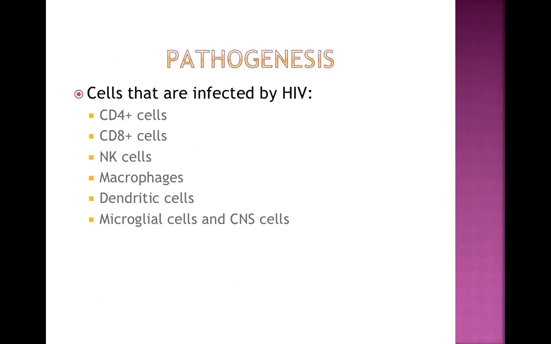Now, another part of this class is pathogenesis. After entering the body, how does HIV lead to the disease? This is called pathogenesis. Let's talk in detail about this. The cells infected by HIV, the most important among them is the CD4 cell or helper T cell, followed by the CD8 cell or cytotoxic T cell, natural killer cell, macrophages, dendritic cells, and even microglial cells and central nervous system cells or neurons. These are the different types of cells which are infected by HIV. But the first answer here must be CD4 cells.